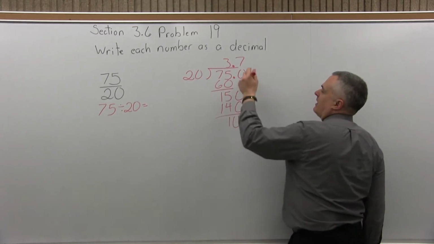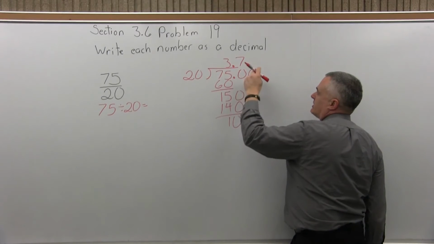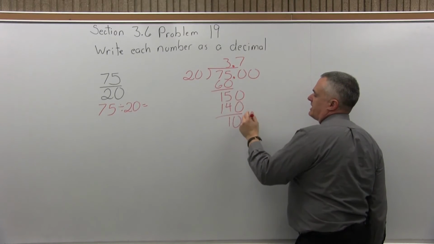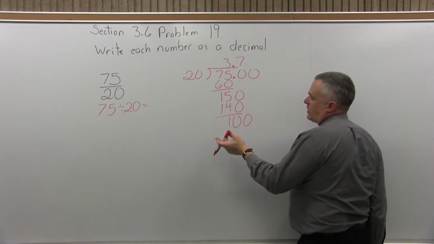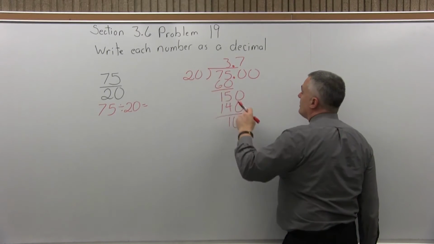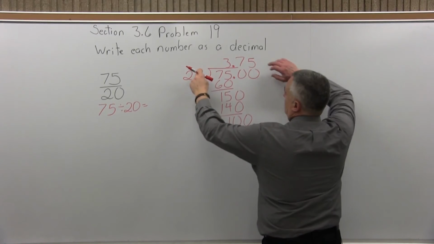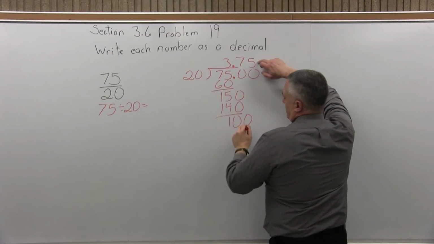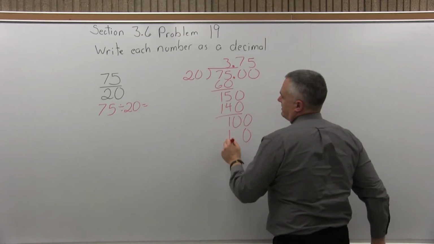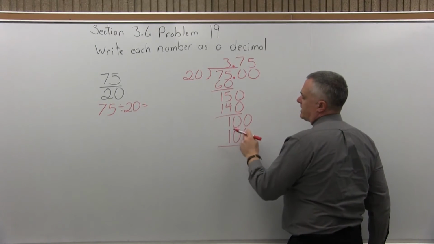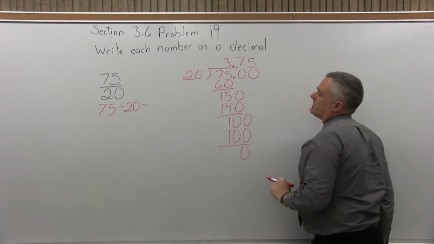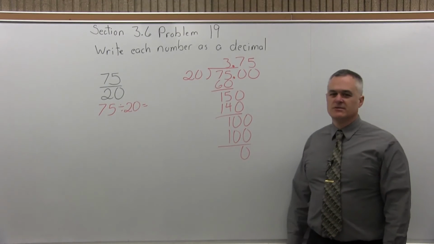But I can just keep adding zeros and pulling them down. So I put another 0 on the end, pull it down, 0 next to the 10 makes it a 100. Now 20 will fit into 100 nicely, it goes in 5 times. Right? 5 times 20 is 100, or if you want, 5 times 0 is 0 and 5 times 2 is 10, you get 100 either way. 100 minus 100, 0, it fit, it's 3.75.